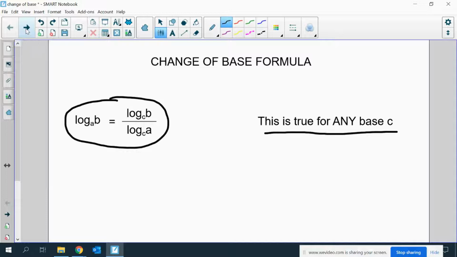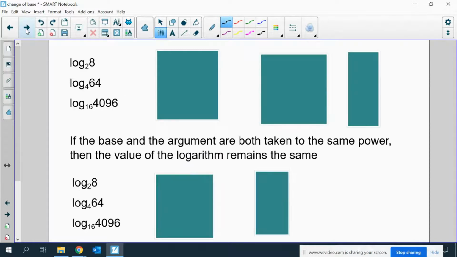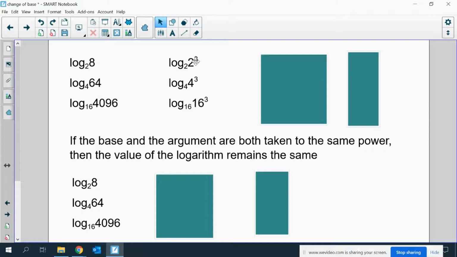So we'll talk about why it works, and then we'll give some examples, and then we will talk about where it's useful. So let's say we have log base 2 of 8, log base 4 of 64, and log base 16 of 4096. Well, each of these things is actually pretty easy to compute if you understand how to rewrite them.